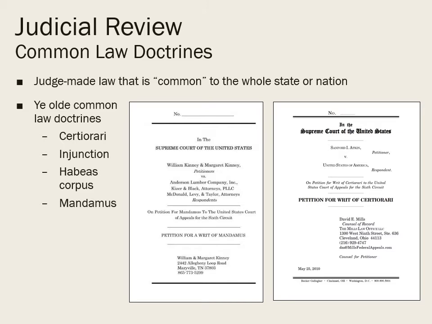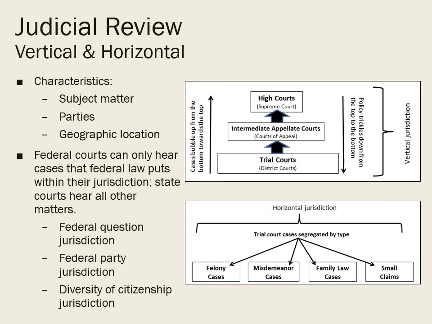The final common law doctrine we'll cover is mandamus, also a writ. A higher court will issue a writ of mandamus to a lower court or to a government official, and the writ requires the lower court or the government official to properly fulfill its official duties or correct an abuse of discretion. So now that we know the authority for judicial review, let's talk a little bit about jurisdiction.